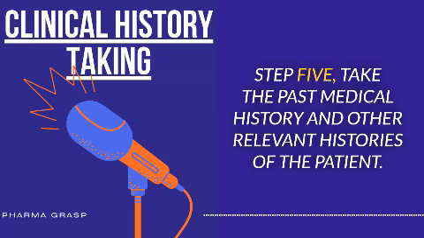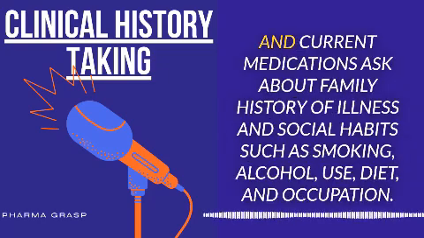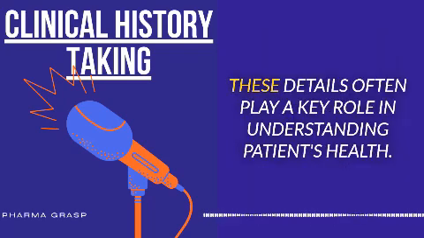Step 5. Take the past medical history and other relevant histories of the patient. Collect information about the patient's past illnesses, previous surgeries, drug allergies, and current medications. Ask about family history of illness and social habits such as smoking, alcohol use, diet, and occupation. These details often play a key role in understanding the patient's health.